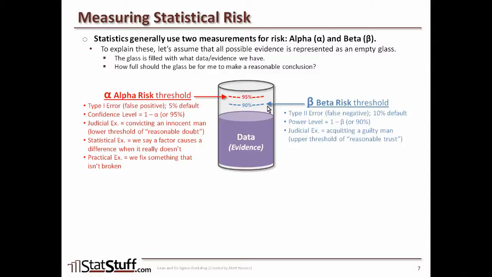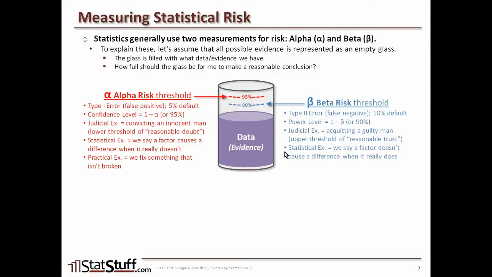So in that way, we might say this threshold here represents the upper threshold of reasonable trust. That is, this is as far as we're going to go to reasonably trust that maybe it is okay to let them go free because we don't have enough data to reach that particular threshold. And from a statistical standpoint, it's kind of like saying a factor doesn't cause a difference when it really does cause a difference.